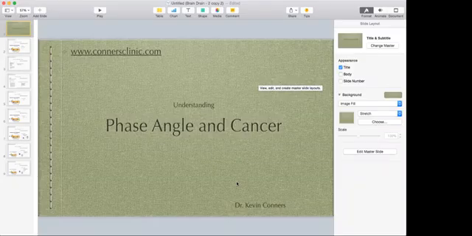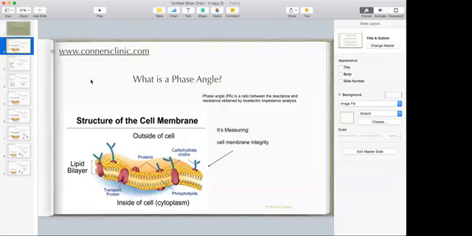Hello again. Today we're going to talk about phase angles and cancer. Most people don't know what a phase angle is at all. They think we're talking about geometry, but we're not talking about geometry. We're talking about a measurement that you can measure in a clinic to measure the health of a cell membrane. So let's jump right into this and talk about what a phase angle is.